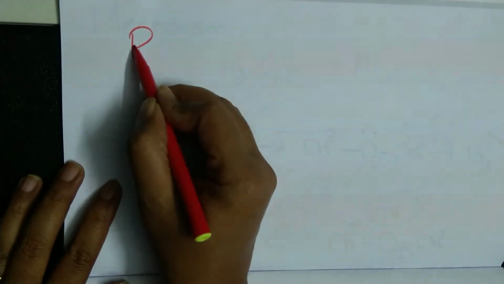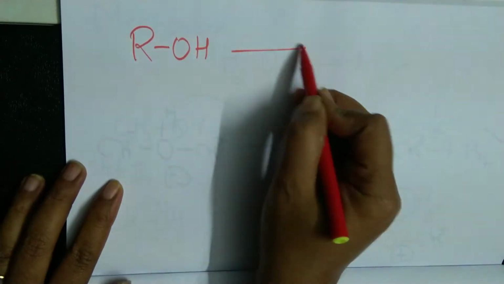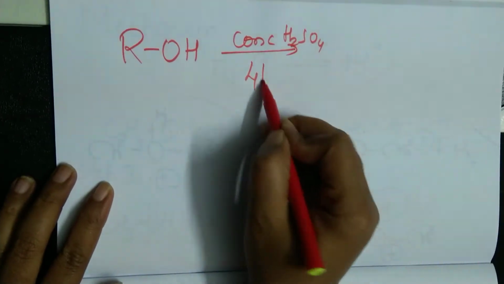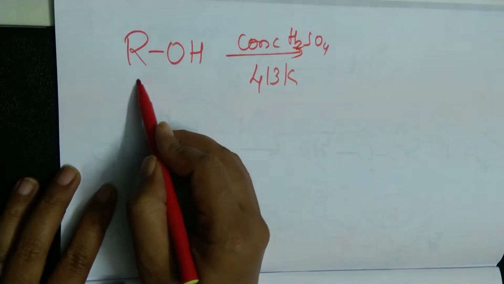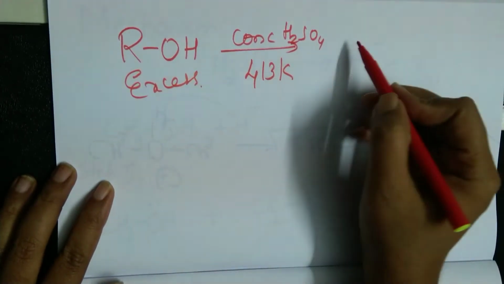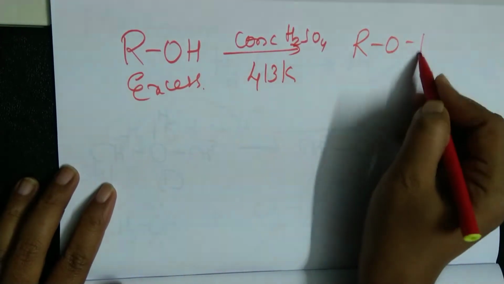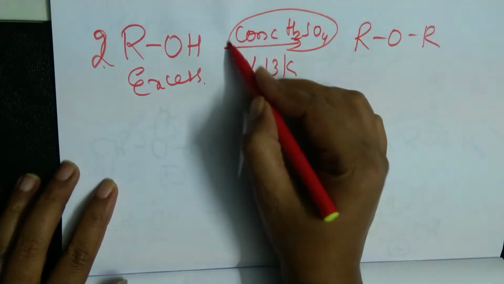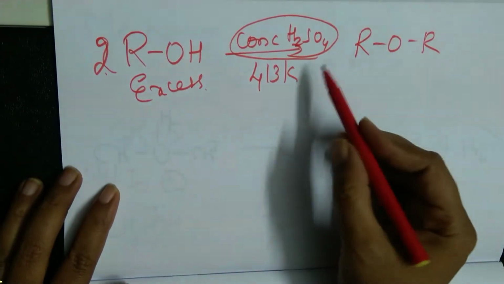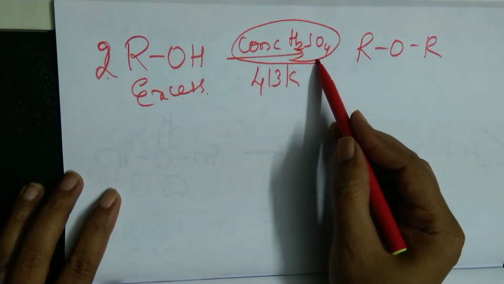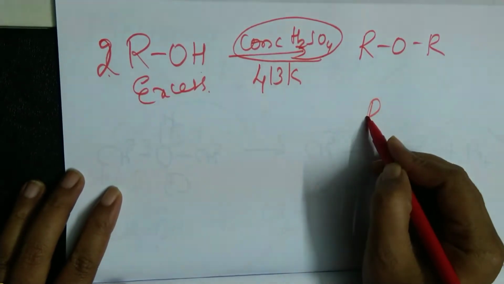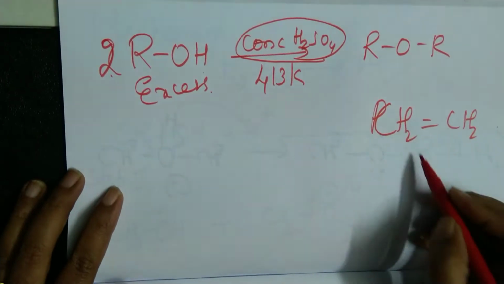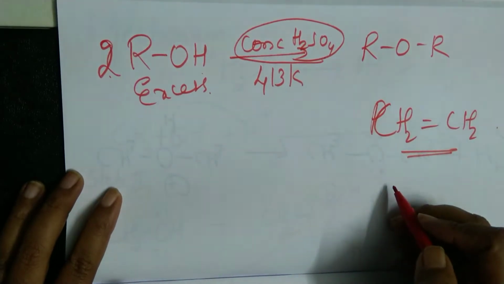Just now we learnt that dehydration of alcohols using concentrated H2SO4 at 413 Kelvin, dehydration of excess of alcohols, will give us what? Will give us ethers. Now you may ask me, concentrated H2SO4 is a dehydrating agent. Earlier you had studied that dehydration of alcohols will give you alkenes, right? CH2 double bond CH2, for example. You end up with alkenes. This reaction you have studied.